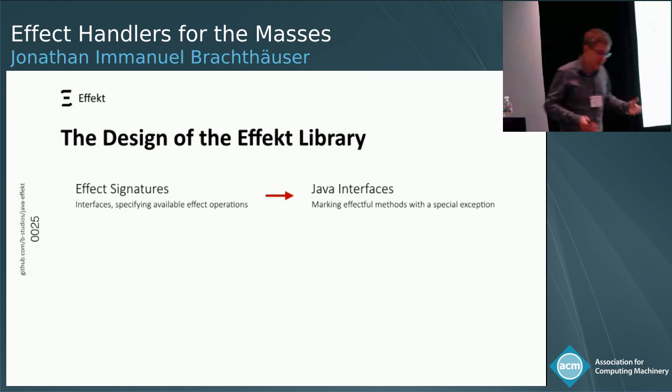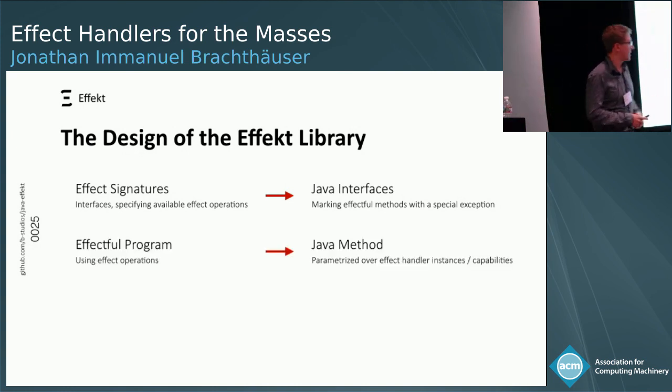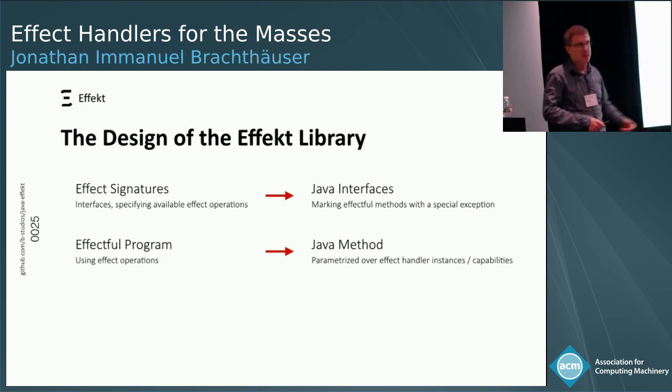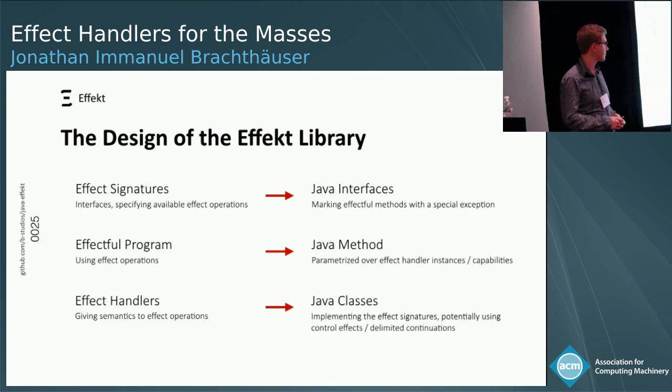So to summarize the design decisions, Effekt signatures just correspond to Java interfaces. There's nothing really special about that. And Effekt programs are just Java methods, the only twist is that they use these capabilities to perform control effects, and they are marked with this throws effects exception. And effect handlers now are just Java classes, but if they extend this handler interface, they have this power of capturing the delimited continuation, which can be used to express many, many different control flow paradigms.